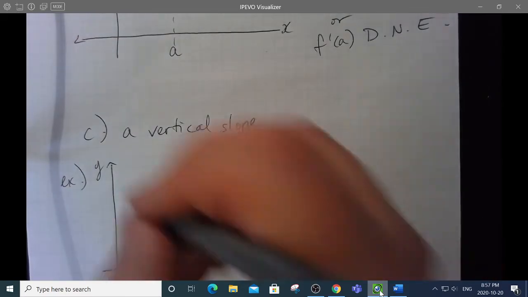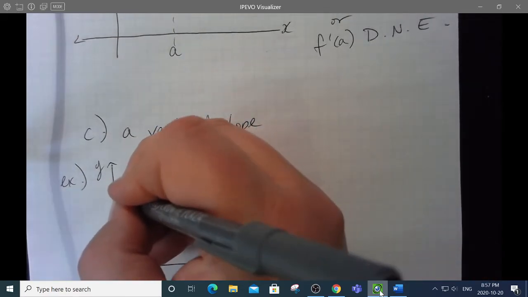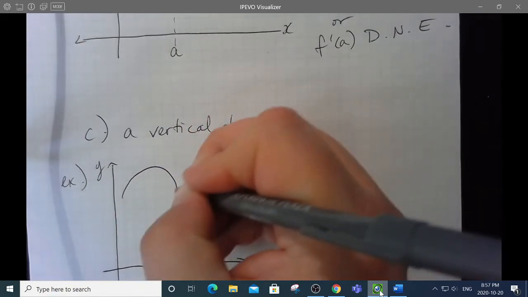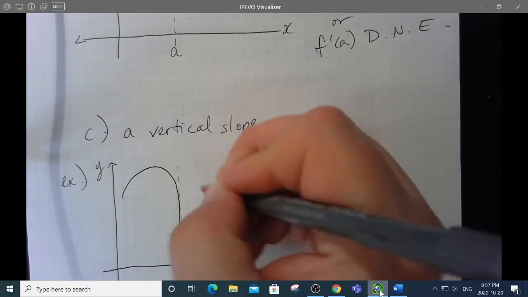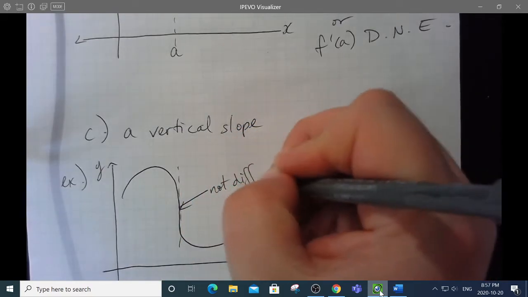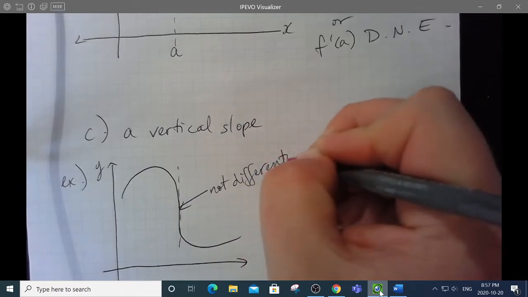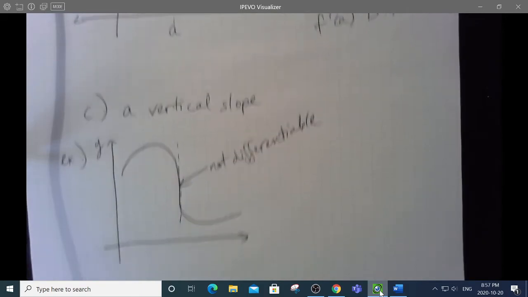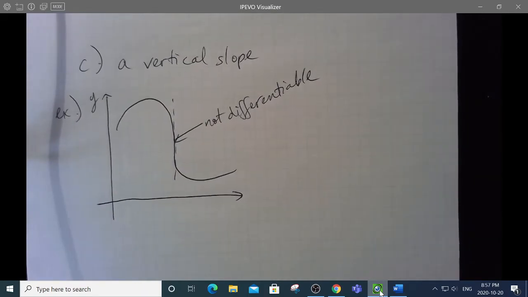Something like that, and you have a curve that goes like this, and then it flattens out, and then it goes like that. Well, this flat part here is not differentiable. And that's because, again, you can't say that a slope can be infinite. Infinity is not a number. It's not really a value.